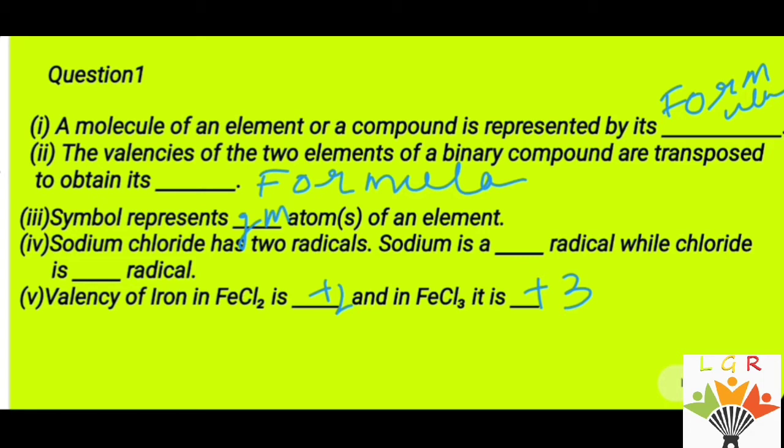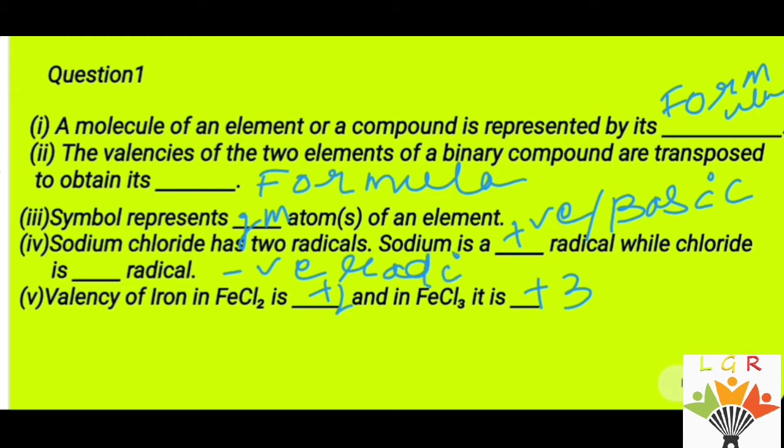Sodium chloride has two radicals. Sodium is a positive radical, or you can say it is a basic radical. And chloride is a negative radical, or you can say it is the acidic radical. Is it clear, children? Now let us practice the second question.